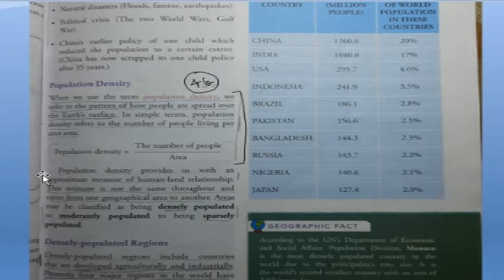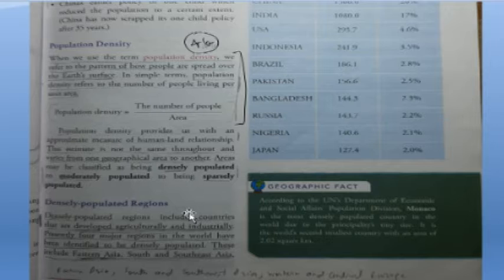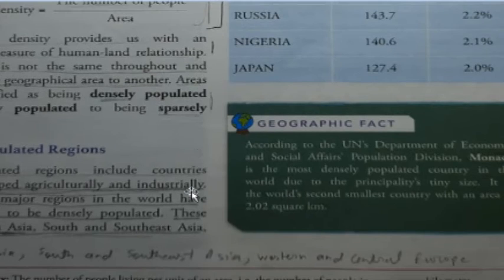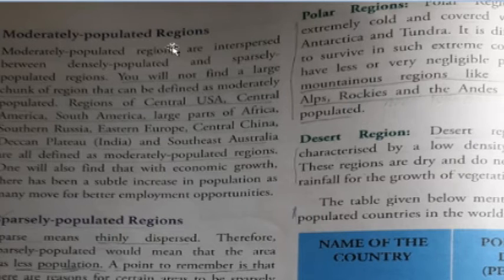And the next is, name two densely populated areas and two moderately populated areas. So densely populated areas, fourth C. Two densely populated areas: Eastern Asia and South and Southeast Asia. So these are two densely populated areas, and two moderately populated regions are regions like Central USA, Central America, South America. So only two names. Okay.